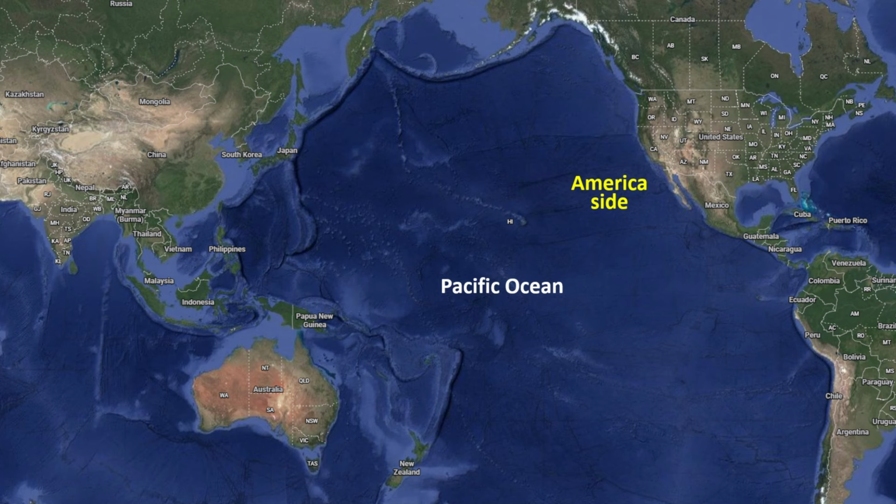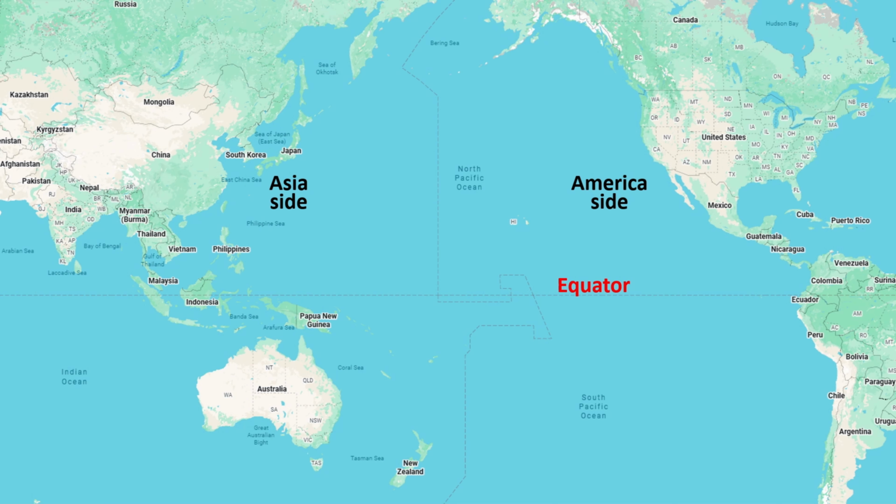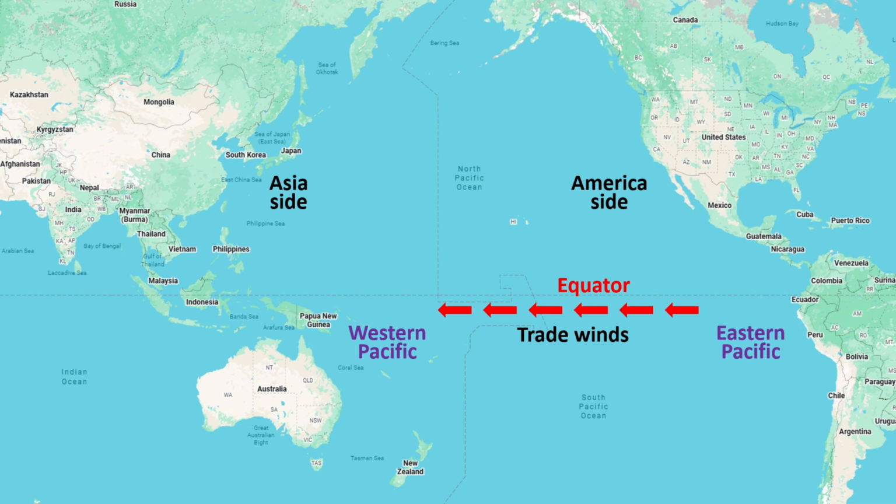See, this is the Pacific Ocean. The eastern side of the Pacific is the America side and the western side of the Pacific Ocean is the Asia side. Now in the Pacific Ocean near the equator, winds blow from east to west. That is from America side to Asia side. These winds blowing from east to west are called trade winds. They are strong in normal times, strong enough to push the water at the surface from east to west. This water which is being pushed from east to west is warm water.